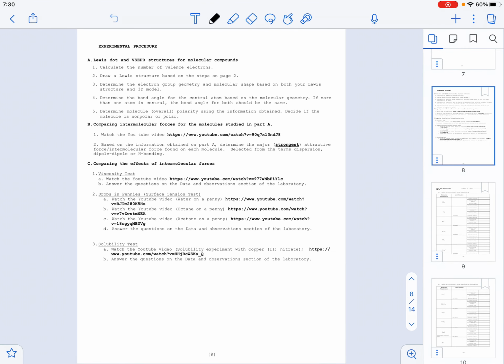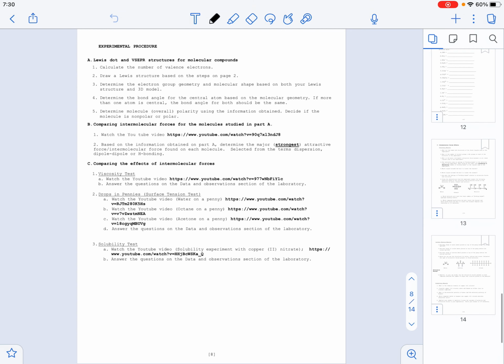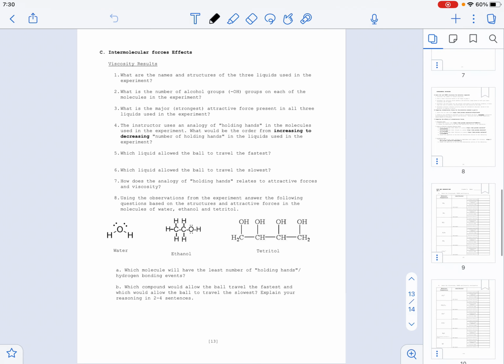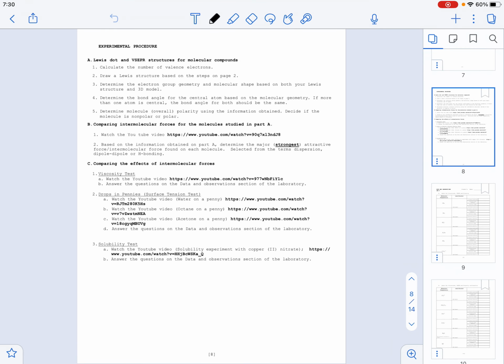Lastly, in part C, you're going to be comparing the effects of intermolecular forces. The first concept that you're going to be going over is viscosity. As you can see, you have a YouTube video to watch, and then you have some questions to answer. Those questions are on page 13. Then, you have a surface tension test exercise.